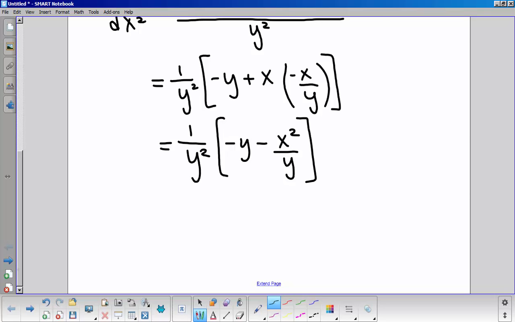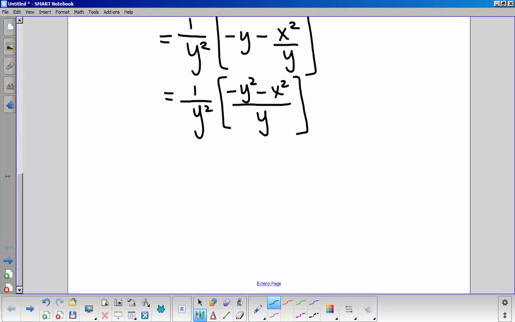Everybody solve that? Now I want to get a common denominator inside. 1 over y squared times y in the bottom here. So negative y squared minus x squared. And then I'm going to factor out a negative 1 over y. So I'm going to get negative 1 over y cubed. Everybody follow? And then what's left on the inside? Y squared plus x squared.